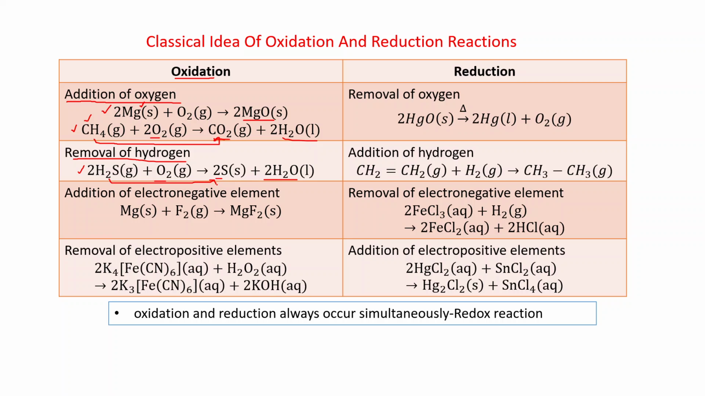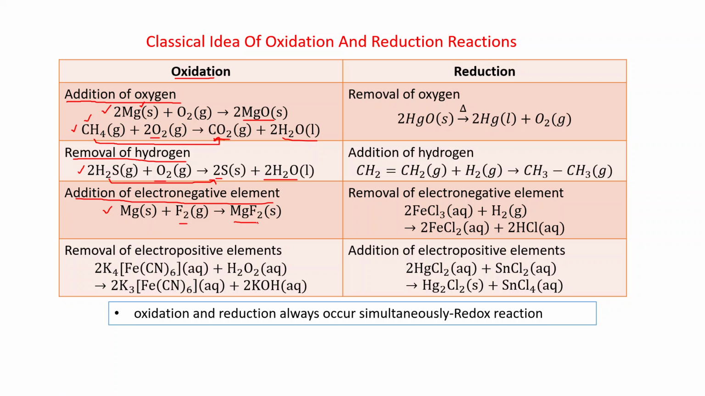We can extend this idea to addition of an electronegative element. Actually oxygen is an electronegative element. So not only oxygen, if any electronegative element is added, then that reaction is known as oxidation. For example, when magnesium reacts with F2, it will convert into MgF2.